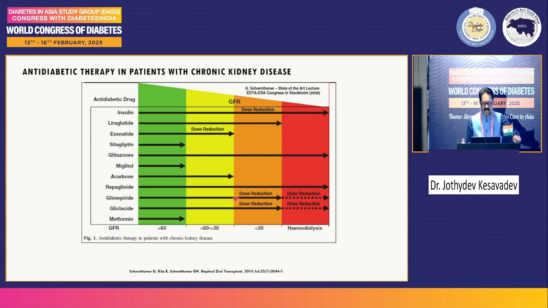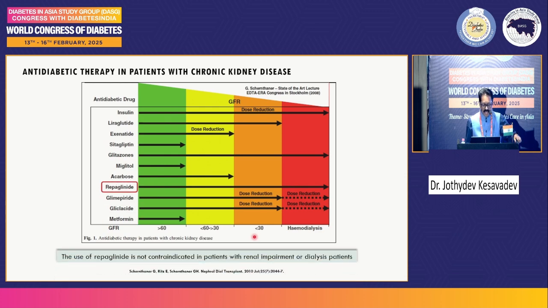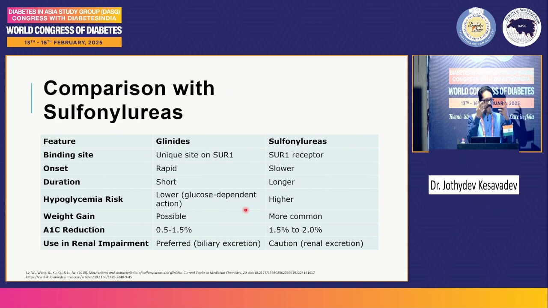Okay. So this is comparing with glimepiride. This drug is metabolized in the liver, and hence even for people who are on dialysis, of course we do give only insulins, but even in advanced stages of renal disease, repaglinide can be given without any dose modifications. That is why I said in the beginning, we are forgetting this molecule.